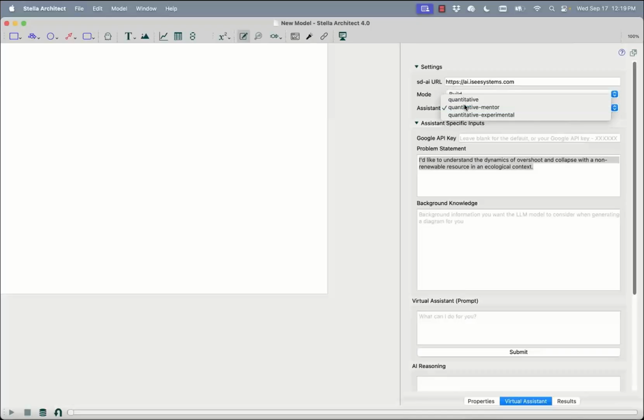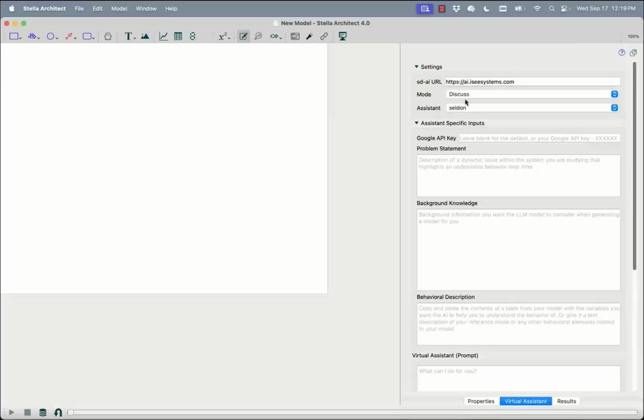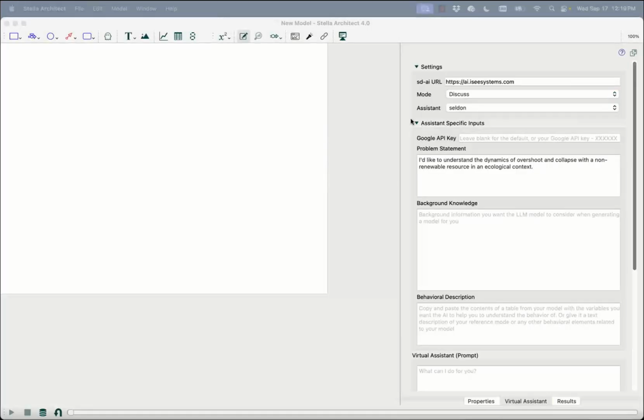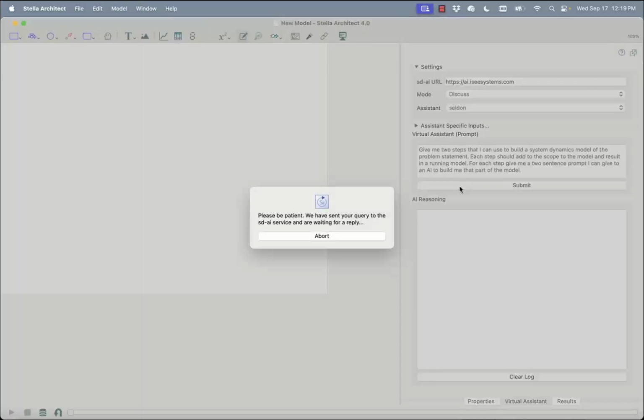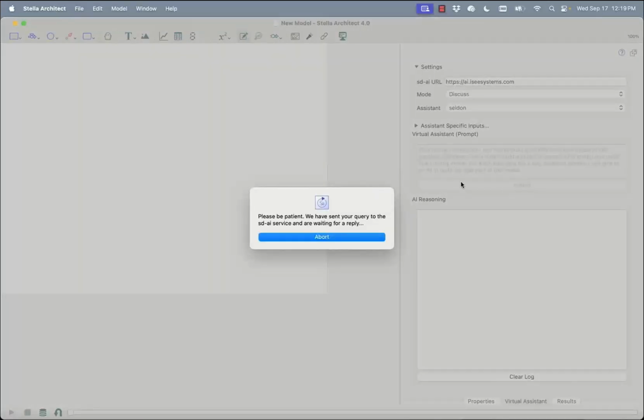And in fact, we want to start by actually getting steps for how to build this model. So let's put the problem statement in for Seldon. Next, we're going to take the actual prompt that we came up with, give me the 2 steps, and we're going to submit that. What that's doing is it's asking Seldon to help us come up with ideas for how we can model this process and ideas for how we can separate this process into small bite-sized chunks.